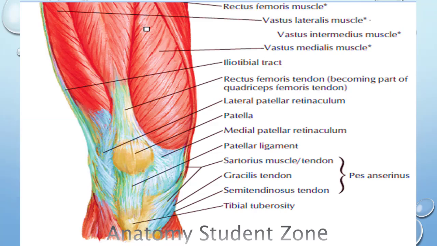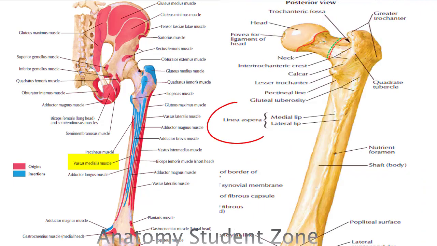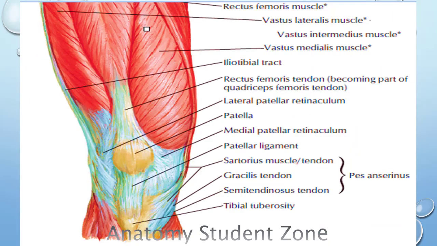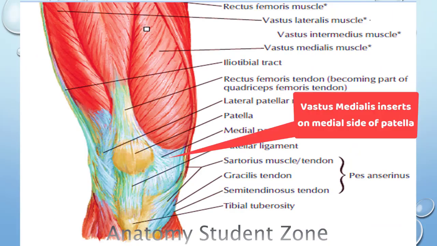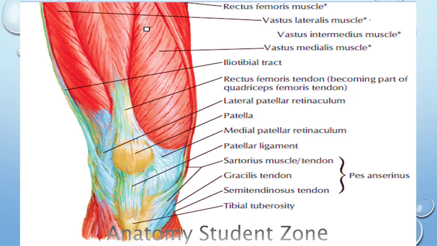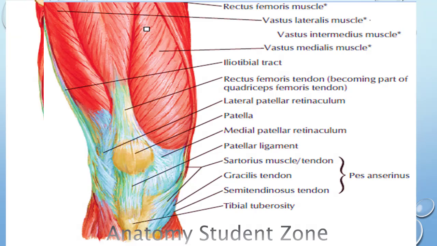Like vastus lateralis was arising from the lateral lip of linea aspera, similarly the vastus medialis arises from the medial lip of linea aspera of the femur, and also from the intertrochanteric line. It is going to insert directly into the medial border of the patella. So now I'm going to cover the last muscle of quadriceps femoris, that is vastus intermedius.